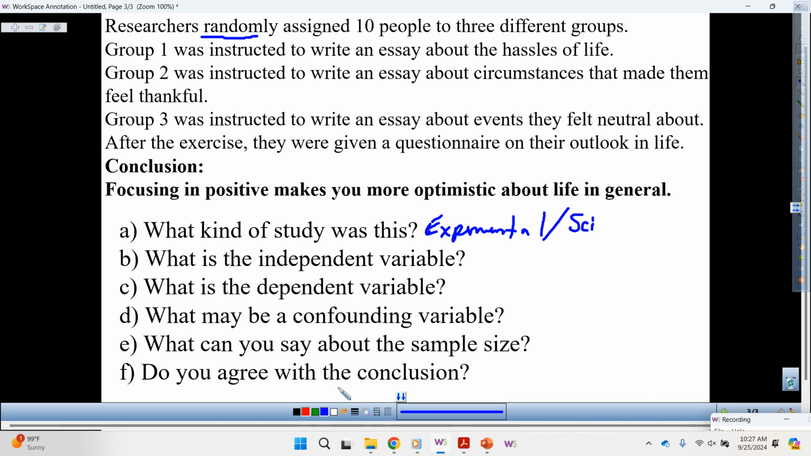All right, looks like Aleshka's got it. Very good. Let's go with Melina. The essay type, that is correct. Essay about hassle, essay about feeling thankful, and essay about neutral events. Yes, that's our independent variable.